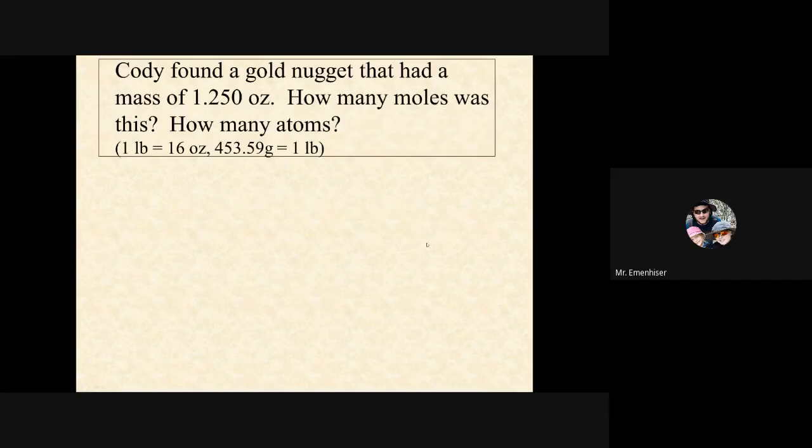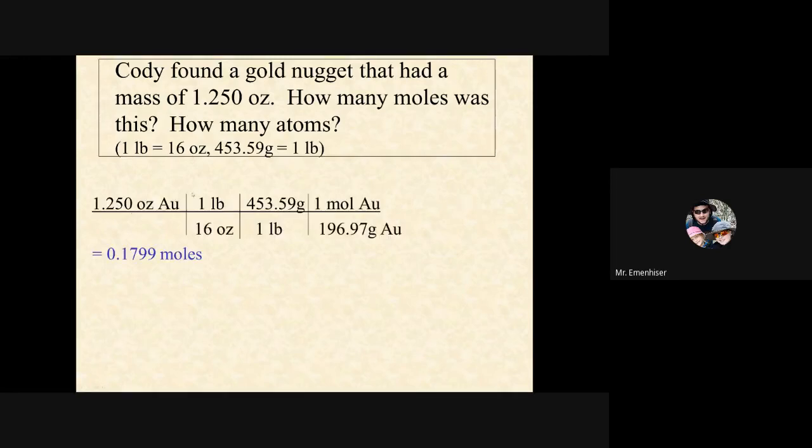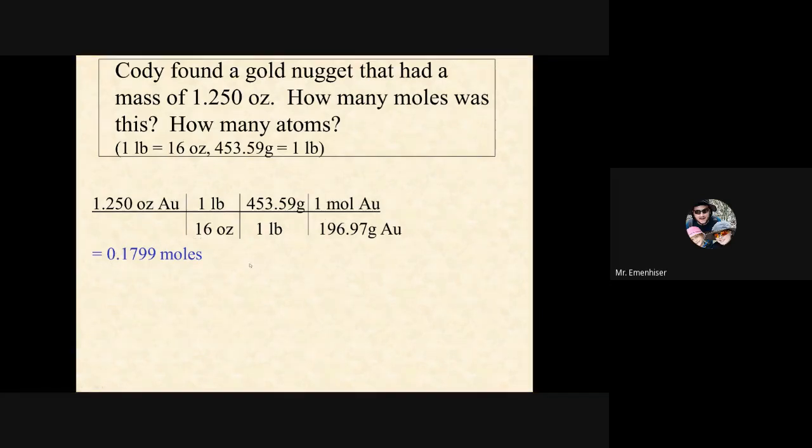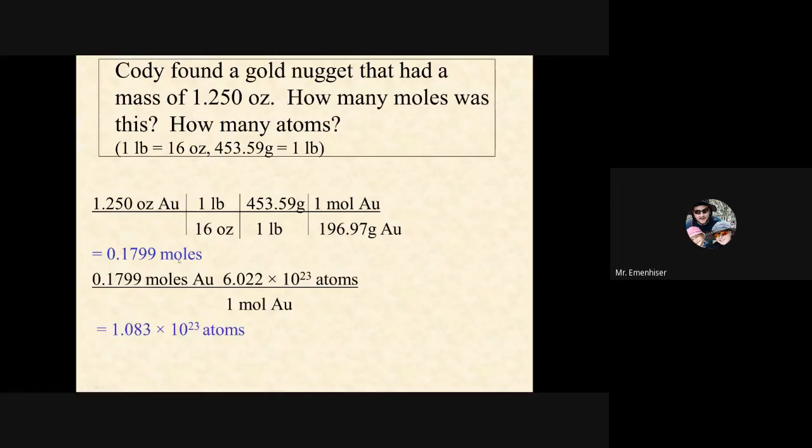So here's an example that we did combining some English units with mole conversions. So we started with ounces, we converted to pounds, then we converted to grams. Once we know grams, we can use the molar mass of gold. So we use the molar mass of gold right here from the periodic table, and then we can figure out the moles of gold from ounces. So this was a really cool problem. All right, so we got moles and then we get atoms. Once you know the number of moles, multiply by Avogadro's number, and you get the number of gold atoms. That's a lot of gold atoms.